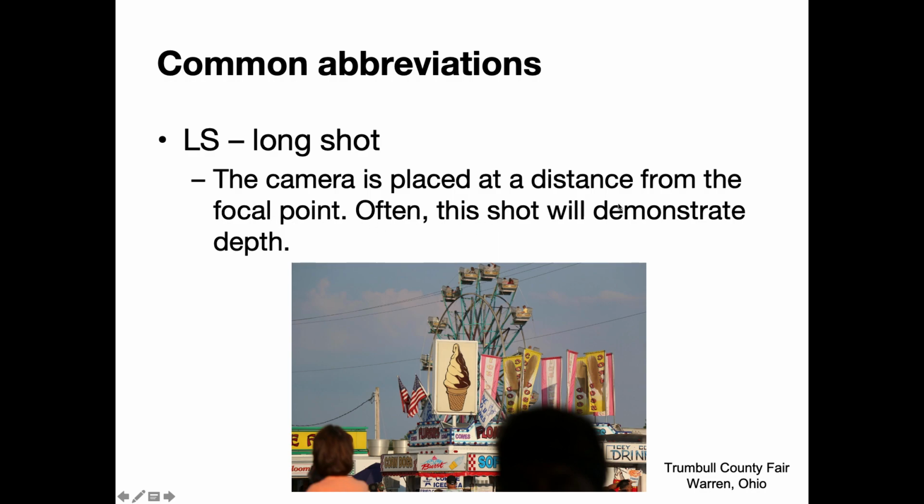LS is long shot. The camera is placed at a distance from the focal point. Often this shot will demonstrate depth. So you see the camera is here at a distance from the focal point. The focal point is the ice cream cone and the Ferris wheel back here in the distance. That's a long shot. It's long as in far away.